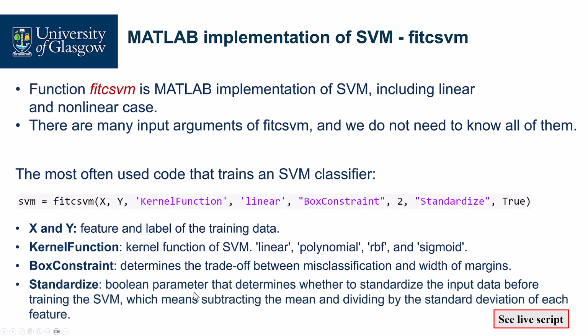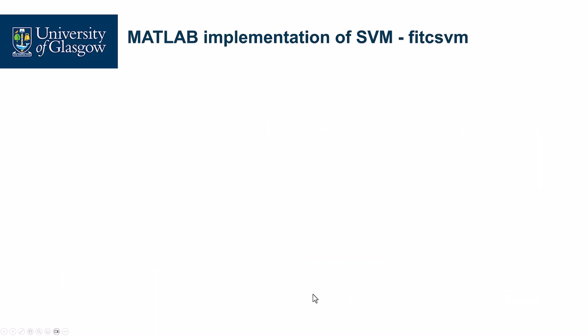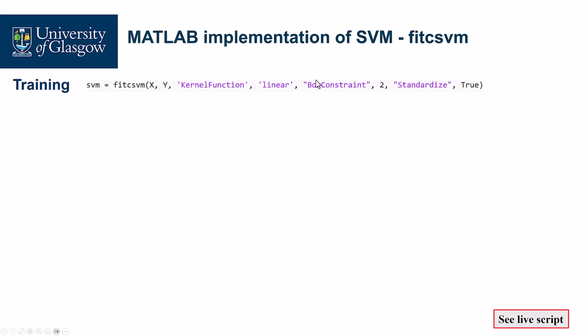And standardize, I think you also remember this. We discussed it in the data preparation course. In that week, we normalized or standardized the data to make it Gaussian distributed. So then we will do the training of the SVM. We call this function, including all the inputs. Here I use a linear kernel, the box constraint C value is set to 2, and I do the standardization.